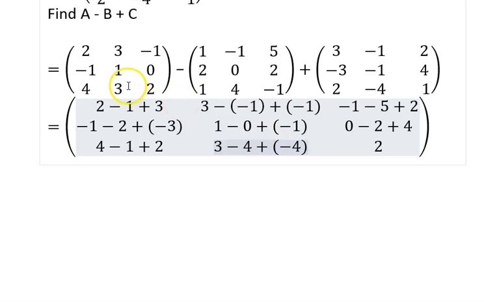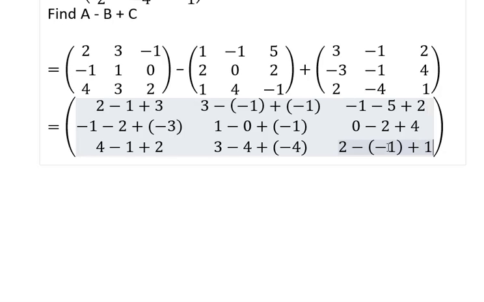Then the last one, 2 minus minus 1 plus 1. 2 minus minus 1 plus 1.